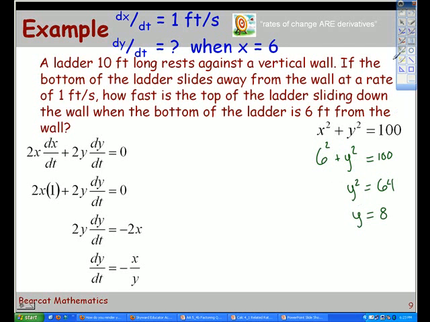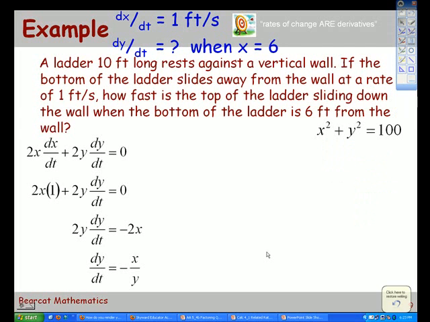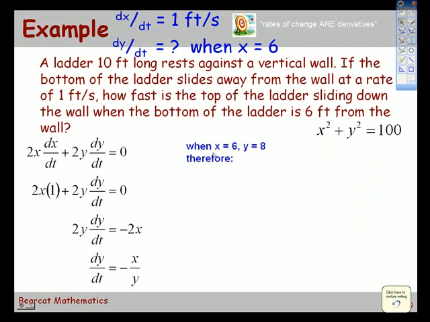We only need the positive value here because we know that we're looking for distances. So we just noted that when x is 6, y has to be 8. Therefore, when I substitute 6 and 8 into this function, I know dy/dt is negative 6/8, which we should always reduce to 3/4. So how fast is that ladder sliding down the wall? It's sliding down the wall at 3/4 foot per second.